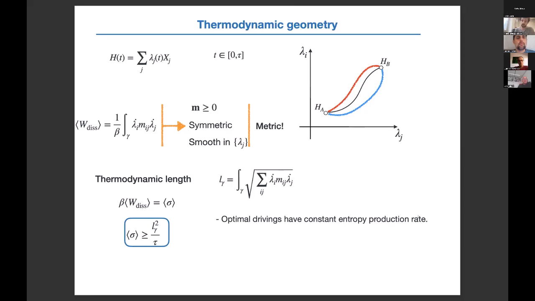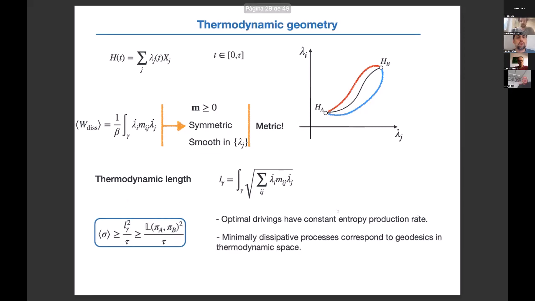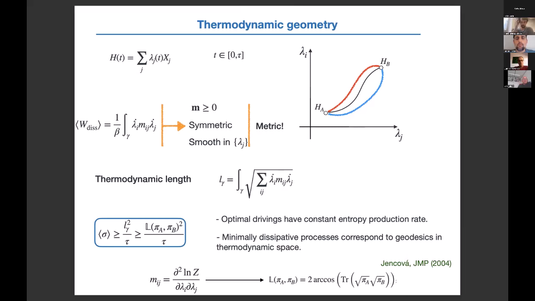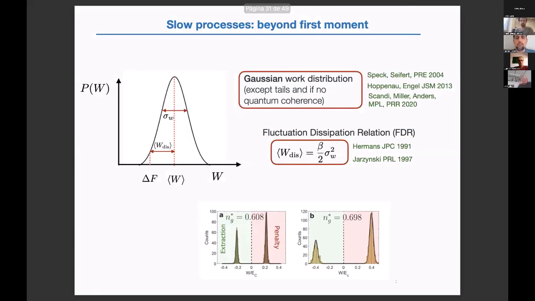Okay. The second consequence, which is also very natural, is that the optimal protocols are those that correspond to geodesics in the thermodynamic space. So they are those with the shortest length. And in the case of this standard thermodynamic metric, we also have an analytic expression for the length, which is of course very useful.